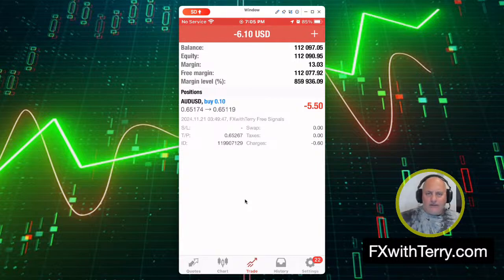Now, I also said that I'm going to offer the free signal. If you just want to plug into the free signal and auto copy it, I'm going to offer it for $7 a month.